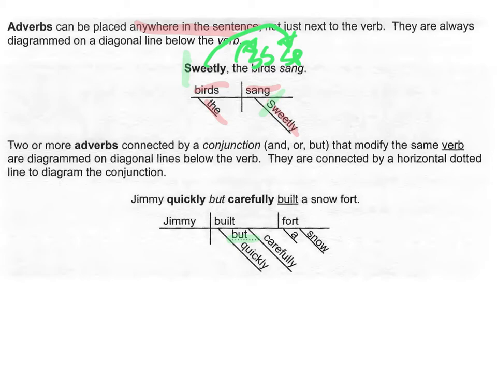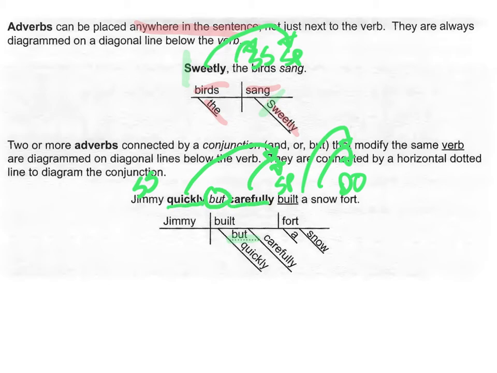Jimmy quickly but carefully built a snow fort. Who or what is this about? It's about Jimmy. What did he do? He built. What did he build? He built a fort. So which fort? Snow fort. How many forts? A fort. And then how did he build it? Carefully. How did he build it? Quickly. And we can see our conjunction here. It connects two things of equal grammatical value. Quickly, carefully. So now you can see how this is diagrammed.